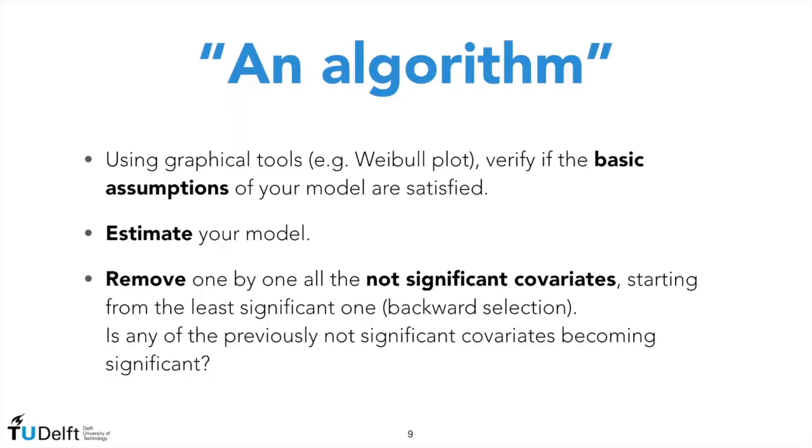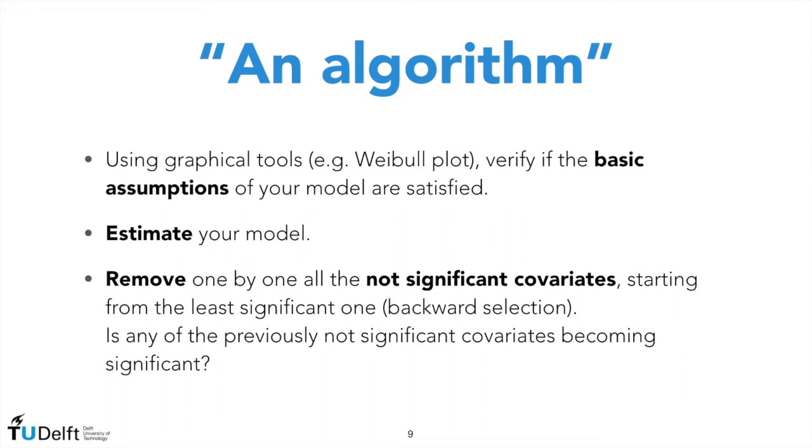In the last minutes of this class, I want to share with you some steps that we should follow in order to obtain a satisfactory model, a model that is reliable and that we can trust when making our evaluations and predictions. A first simple but fundamental and very often underestimated step is to verify if the basic assumptions of our model are satisfied. This can be done using graphical and heuristic tools.